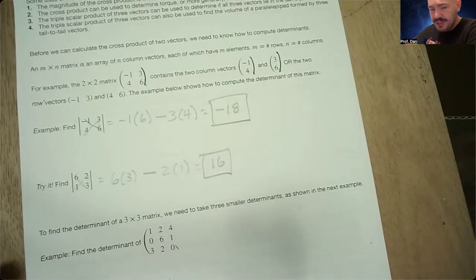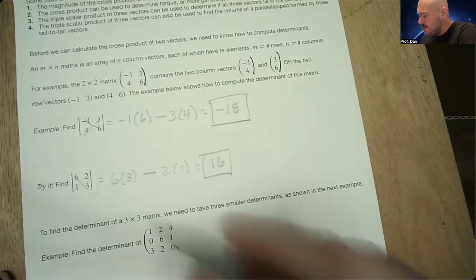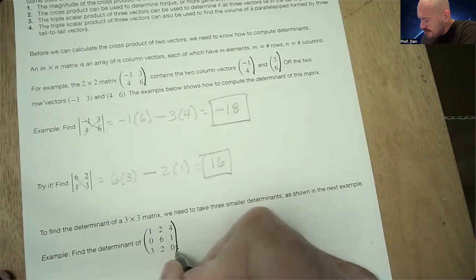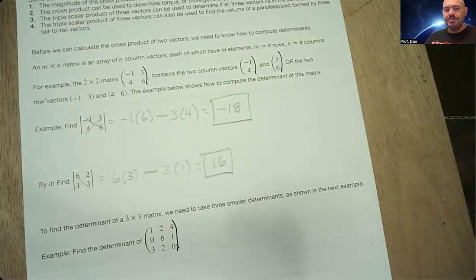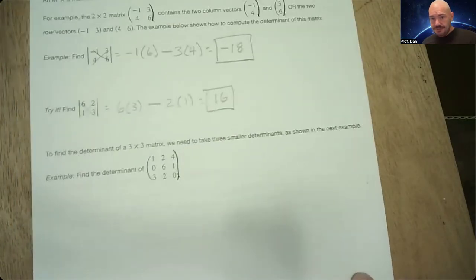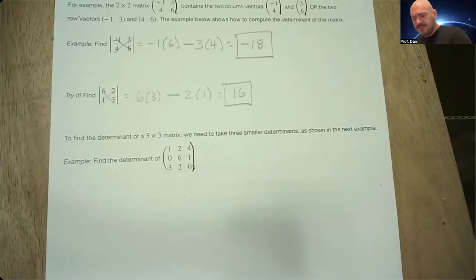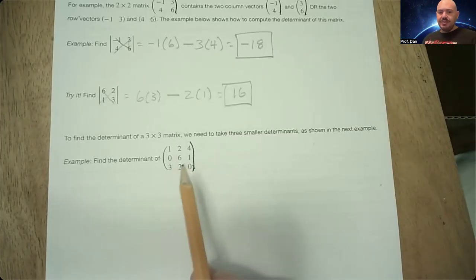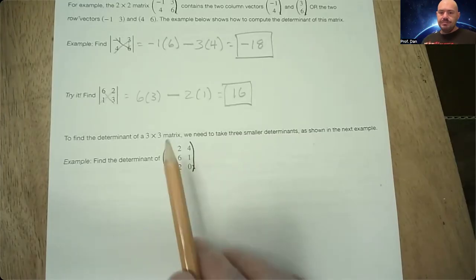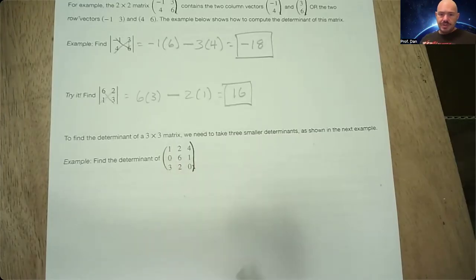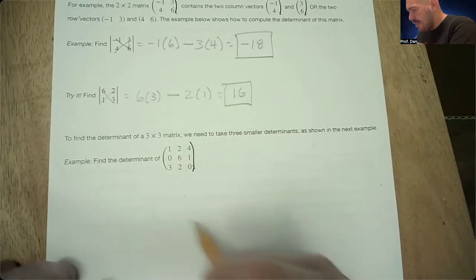For a 3 by 3 matrix, though, it gets to be a little bit more involved, and the 3 by 3 is the one that we need to actually be able to do to find cross products and other things. So for a 3 by 3 matrix, we're basically going to take this and break it down into a bunch of 2 by 2s. And here's how that works.